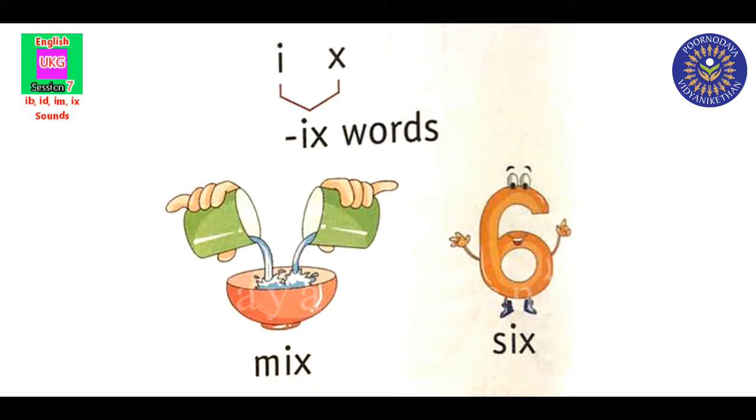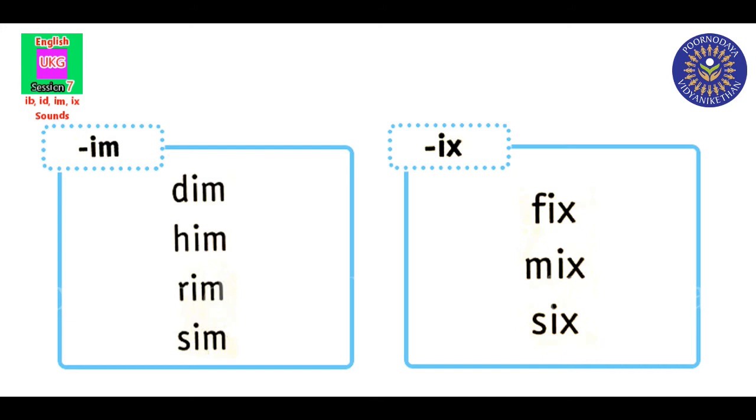Now the next word, S I X. Six. What is this? Six. S I X. Six. So we have learned X words. Now look here, children. You have two boxes here. Now we'll see some more im words and X words.